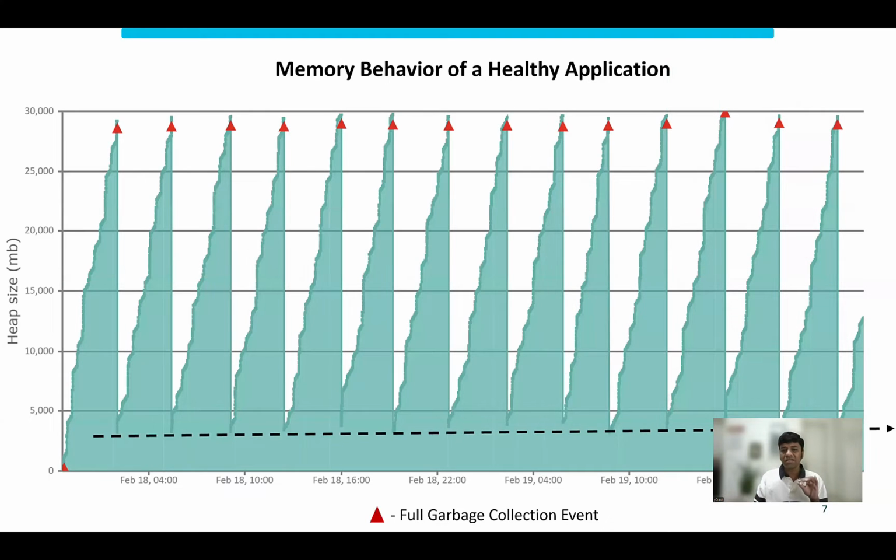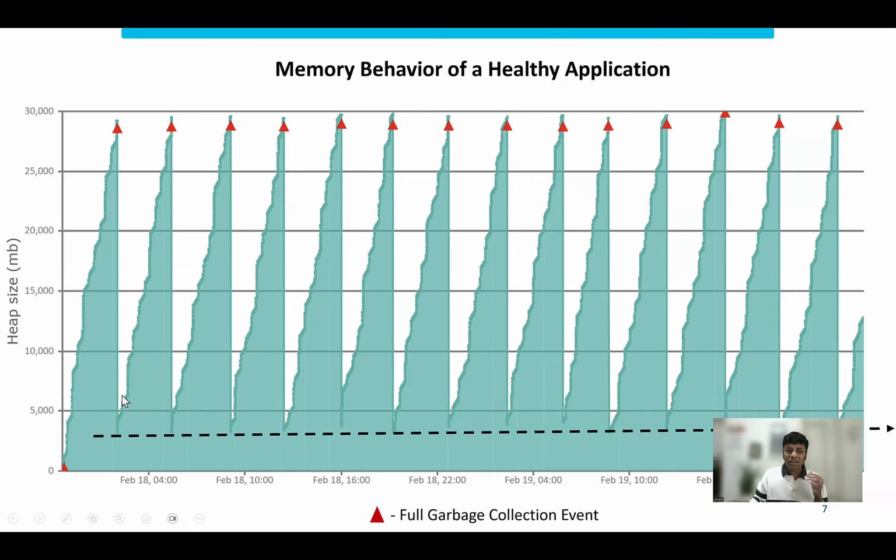See, this is a memory behavior of an application which is very healthy, right? Why do I say this is a memory behavior of a healthy application? Look at this. As requests are coming, the memory is building up. Memory keeps on building up. This red triangle indicates it's a garbage collection event. It's a full garbage collection event. When garbage collection runs, it reclaims the memory, right? When this full garbage collection event ran, the memory dropped all the way to the bottom.